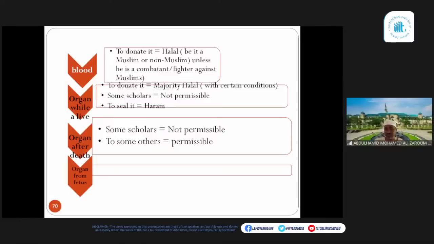But how if the mother dies? So we need to save the baby, isn't it? So here now, it is as if we are sacrificing the mother, because she has already died, to save the baby. So donating organs is another big issue among scholars. It's a very controversial issue and very complicated somehow.